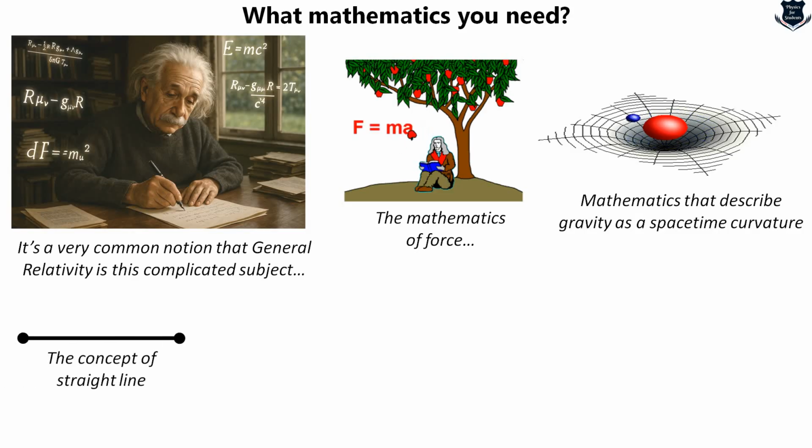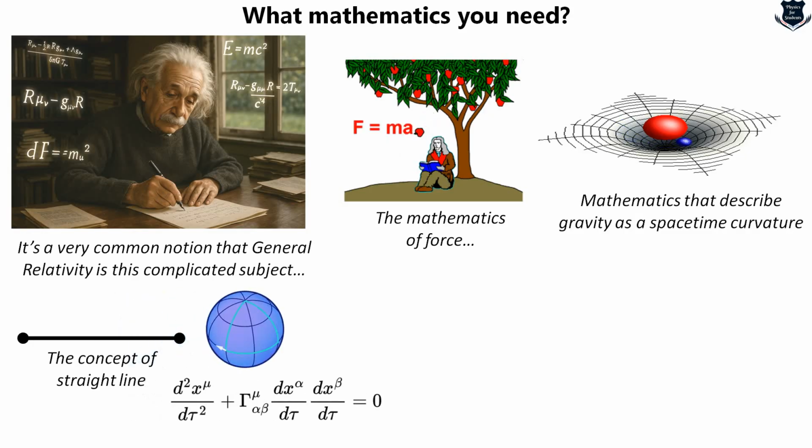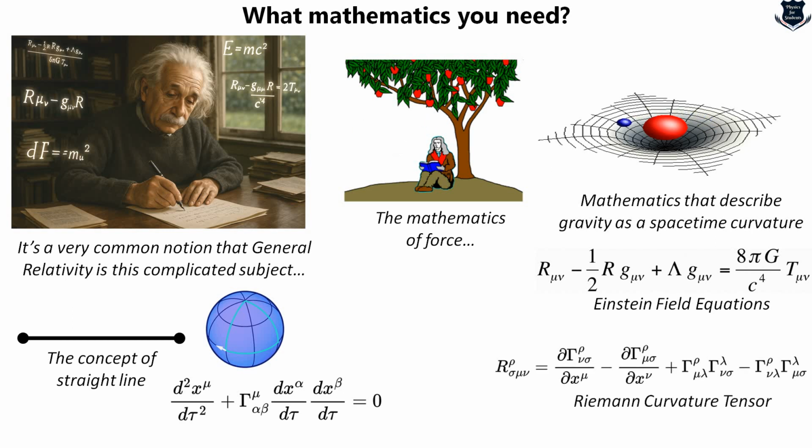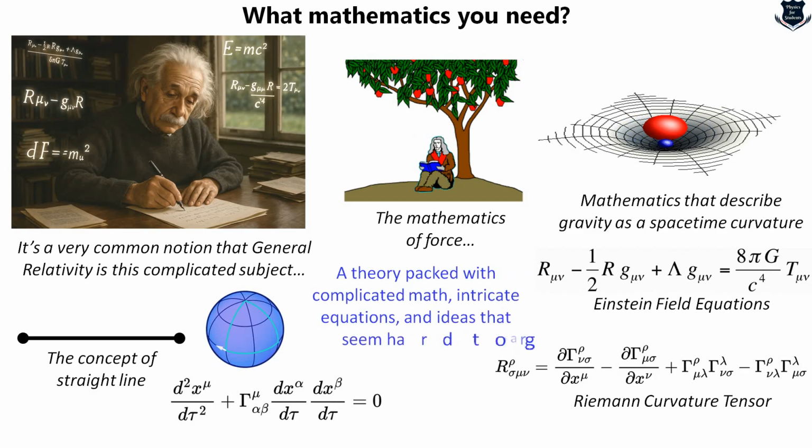The straight line or the Euclidean metric now becomes far more complicated, and it looks like a monstrous equation like this, which is called a geodesic equation. Also, the Einstein field equation, as you know, contains a lot of tensor components and the stress energy momentum tensor, etc., and the very big and complicated Riemann curvature tensor. All this brings us to the conclusion that in general GR is a theory packed with a lot of complicated math, a lot of intricate equations, and an idea which seems to be very difficult and hard to grasp.